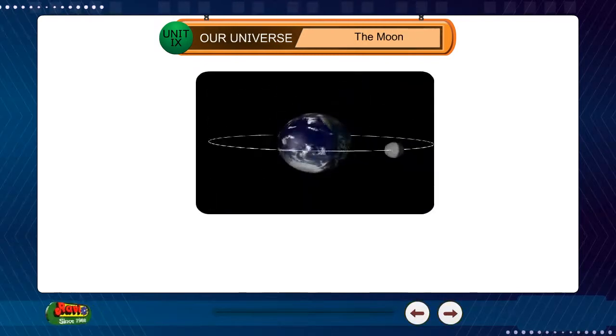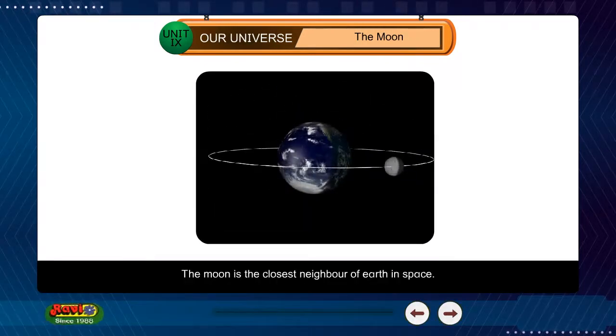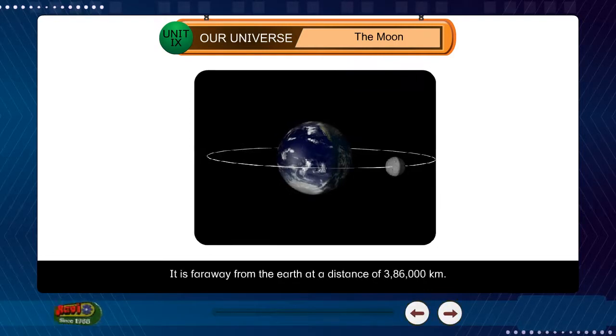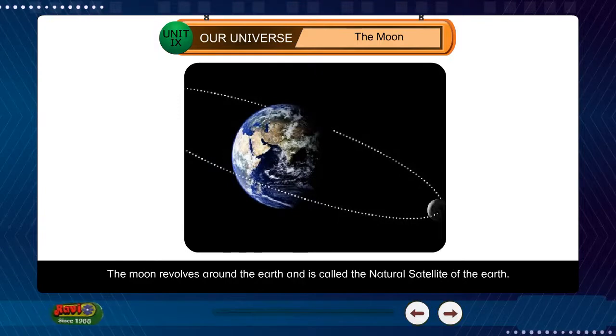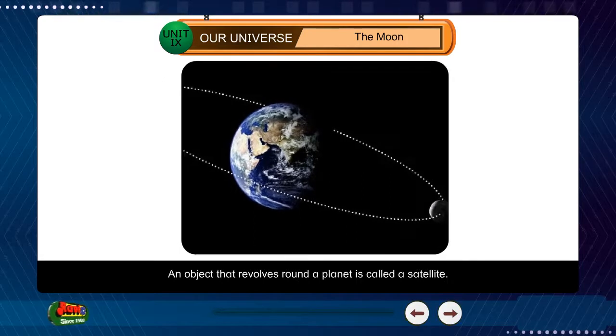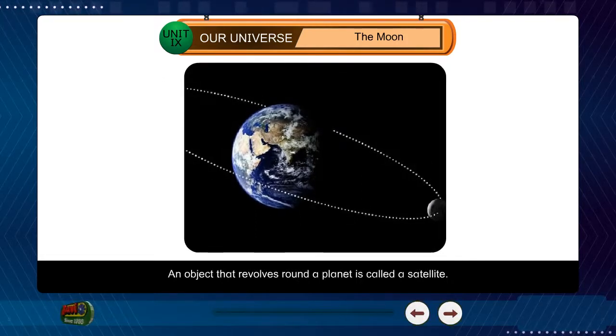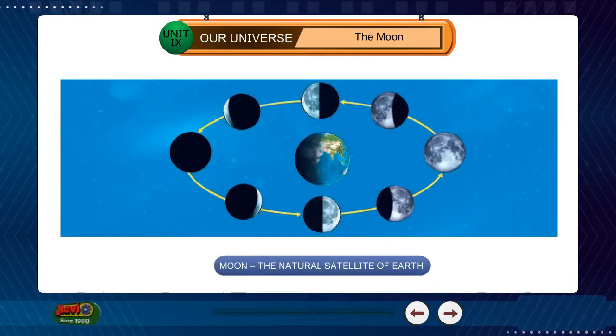Unit 9. Our Universe. The Moon. The Moon is the closest neighbor of Earth in space. It is far away from the Earth at a distance of 3,86,000 kilometers. The Moon revolves around the Earth and is called the natural satellite of the Earth. An object that revolves round a planet is called a satellite. Moon, the natural satellite of Earth.